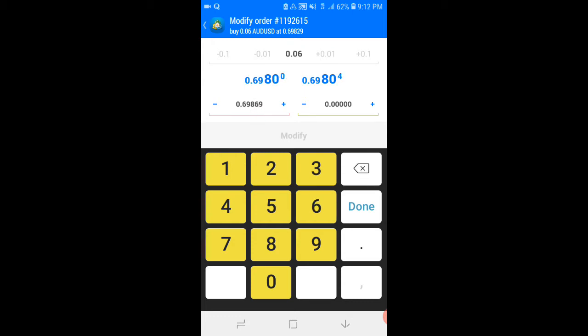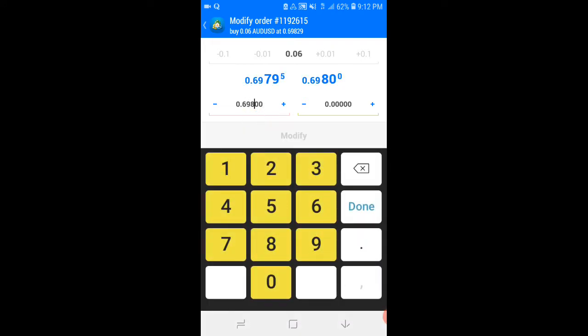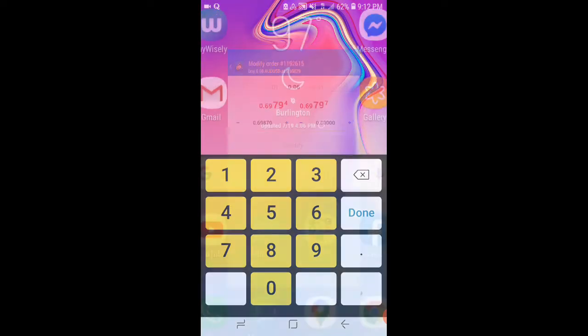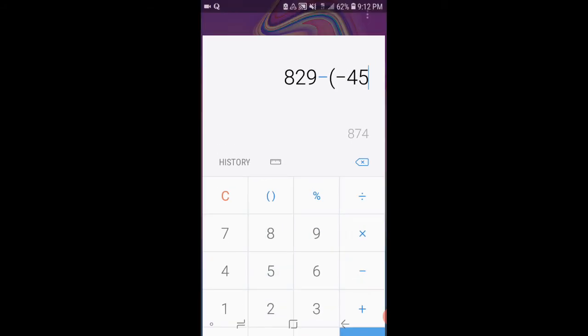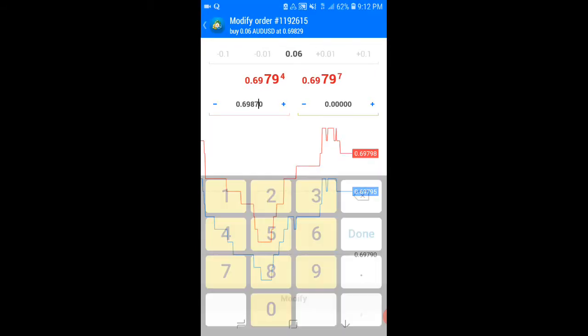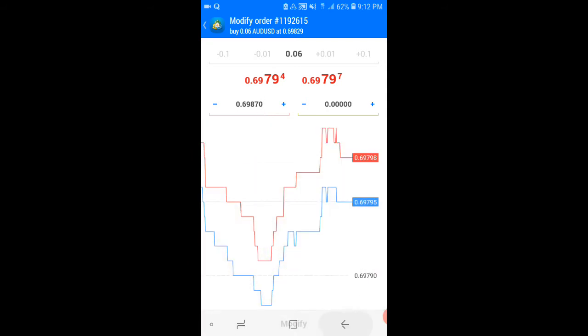Come on. Now it's down. All right, hold up. We had to go up. Sorry. We're going to go down. This is going to be 7. Oh, man. Come on. All right. 7. Hold up. 829. This is what we're going to do. 829 minus 45. 784.